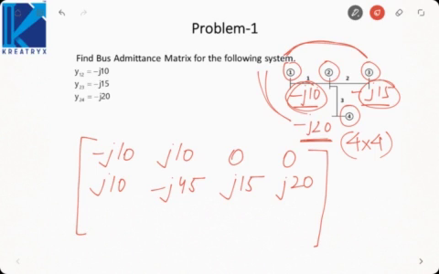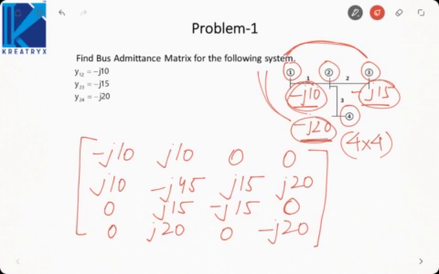Then Y31, by symmetry, will be 0. Y32 will be the same as Y23. Y33 is the sum of admittances connected to bus 3, that is minus J15. Then Y34 is 0 because 3 and 4 are not connected. Y41 is equal to Y14 by symmetry. Y42 is equal to Y24 by symmetry. Y43 is equal to Y34, and Y44 is the sum of admittances, that is minus J20, because the fourth bus is connected to only one admittance.